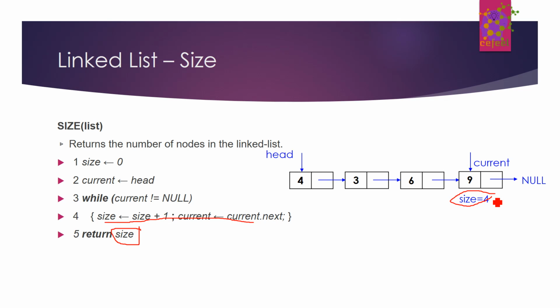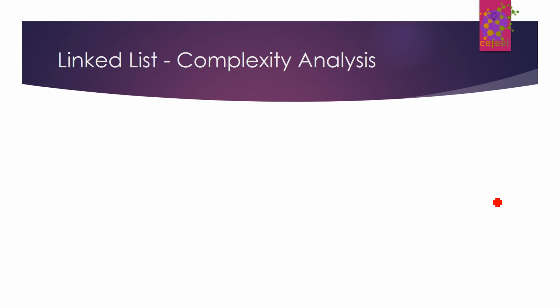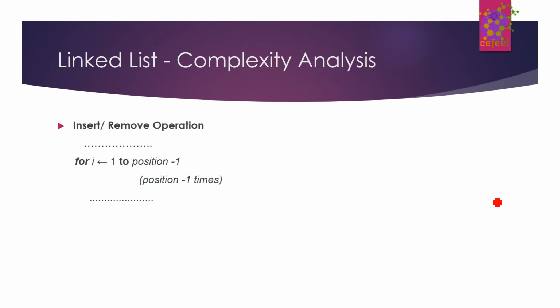Alright, cool. So those were all the 4 operations that we saw: insert, remove, search and size. Now let's go ahead and see the time complexity of each of these operations. In fact, if you have noticed, the insert and remove operations are pretty similar. There is only one for loop which runs through position - 1 times, because we need to make the previous pointer point to the new node in case of insertion, or point to the next node in case of deletion.